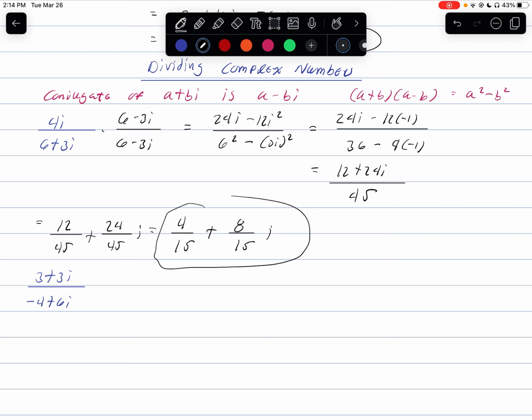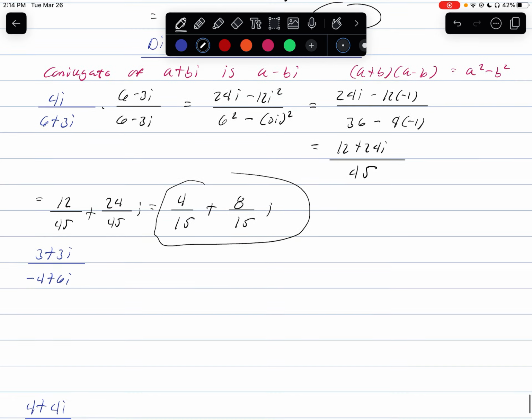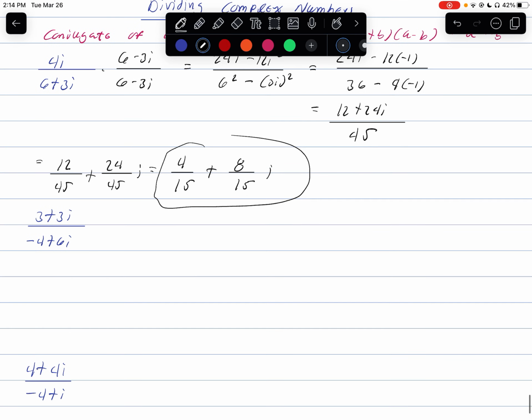Okay, now we have 3 plus 3i divided by negative 4 plus 6i. So let's see what we can do here. We're going to multiply it by the conjugate of the denominator over itself. Remember, conjugate, we just change the middle sign. So we'll have negative 4 minus 6i over negative 4 minus 6i. And I repeat myself a lot on this, but it's important. The reason we can do this and not change anything is because we're multiplying by 1. We have negative 4 minus 6i divided by negative 4 minus 6i. That's just 1. All we're doing is rewriting this in a creative way.